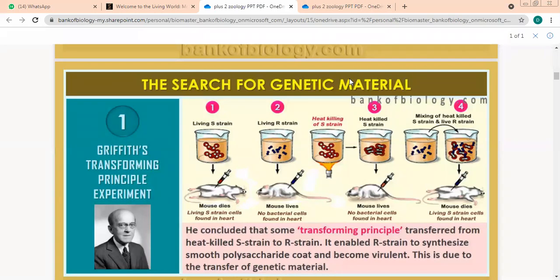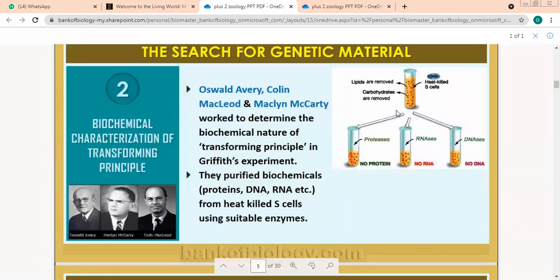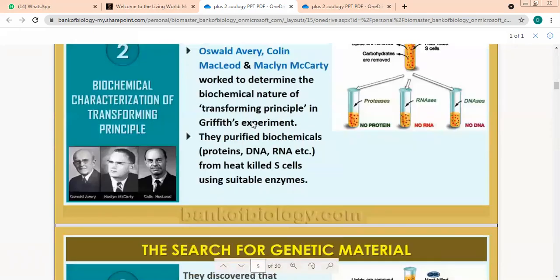Now we have one more experiment. The second experiment was done by Oswald, Everett, Colin, MacLeod, and McCarthy. In short, we call it the Oswald, MacLeod, and McCarthy experiment. This is the second experiment which was done. We are basically trying to find out more about the genetic material. What did they do? They just wanted to check this transforming principle in Griffith's experiment. He said there is a transforming principle.